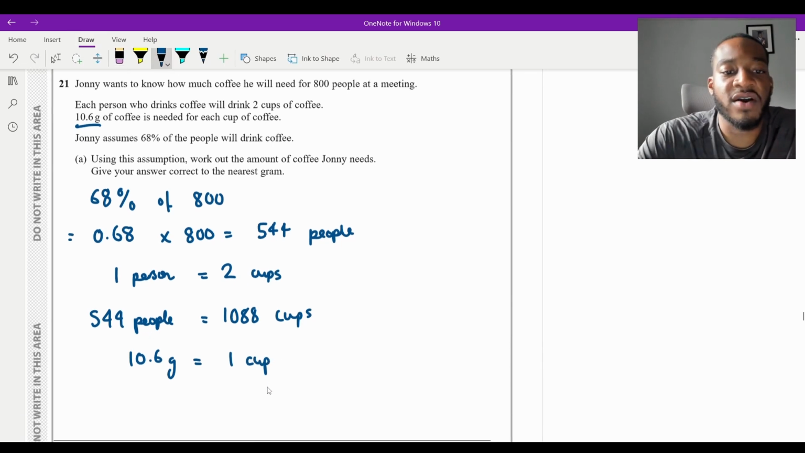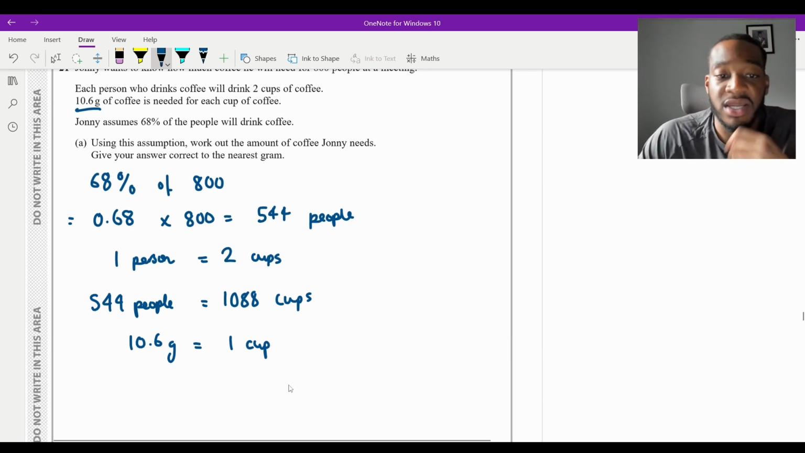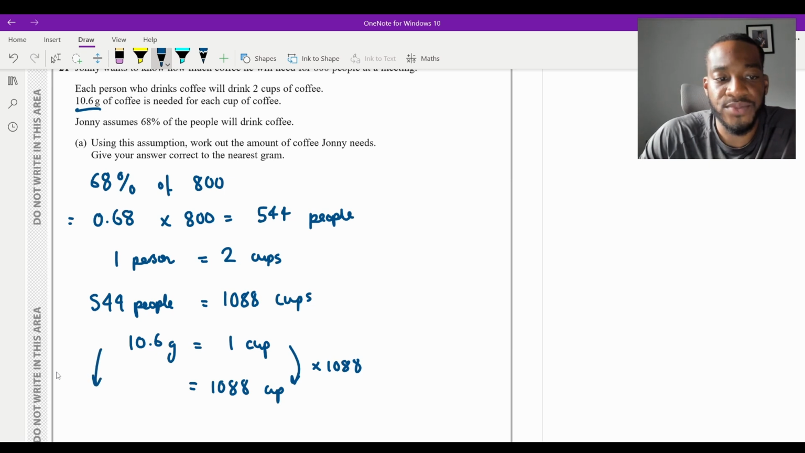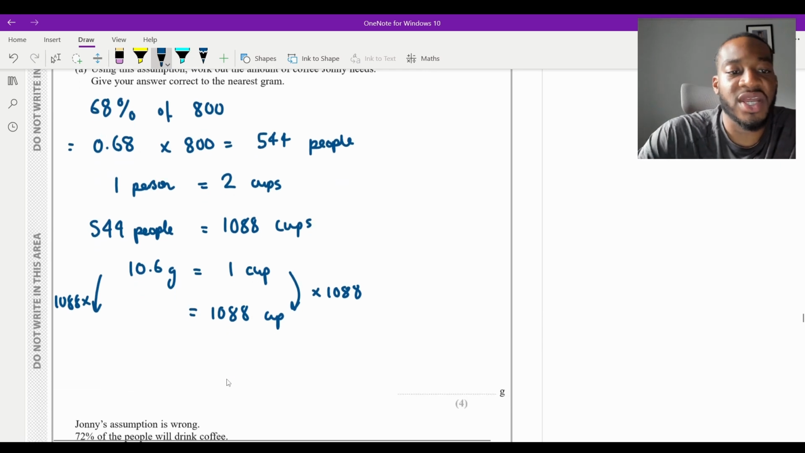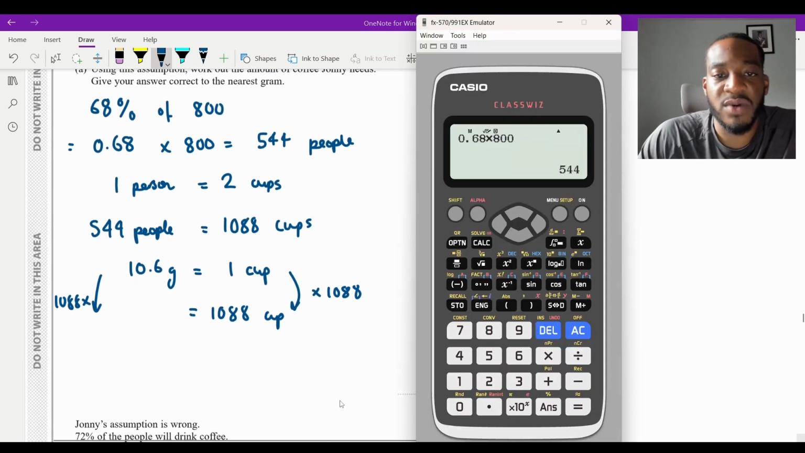And I know that there are 1,088 cups that are needed. So all I'm going to do is times by 1,088, aren't I? To figure out how many grams I need. So I'm going to do 1,088 times by 10.6 and see what that gives me.